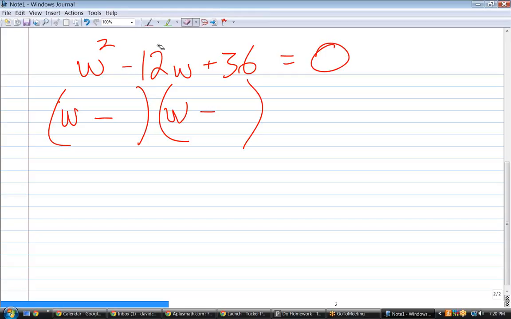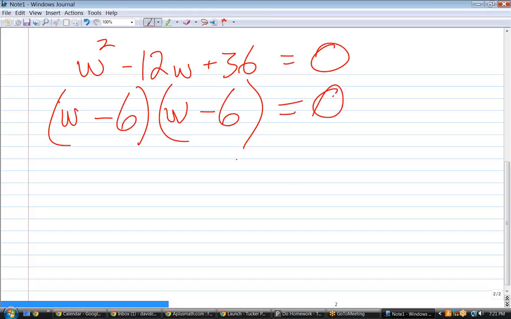Okay? Now, third step. Factors of 36 that add, not subtract, add because of that plus, to the number 12. Not to minus 12, but to 12. What are factors of 36 that add to 12? One sec, hold on. 6 and 6? Yeah, and that's the answer.